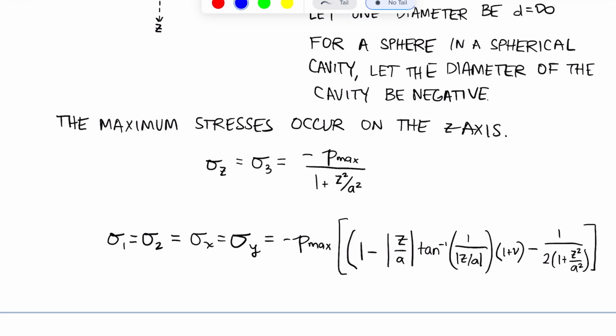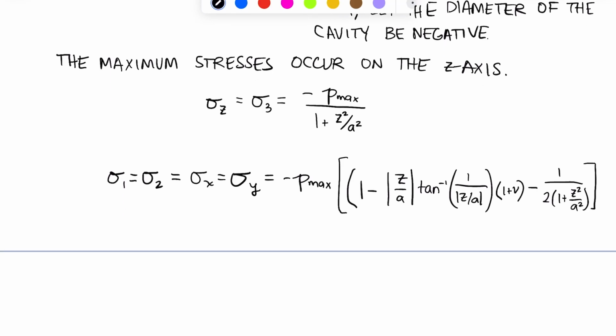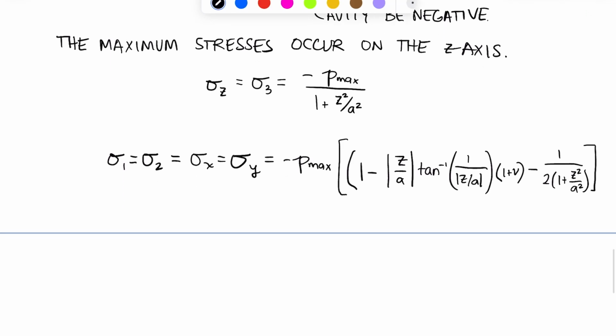Okay, and now the last thing that we need to do is to figure out where our maximum shear stress is going to be. And if you remember from maximum shear stress theory, we know that tau max is equal to sigma 1 minus sigma 3 over 2. And since, in our case, sigma 1 is equal to sigma 2, we also have that sigma 2 minus sigma 3 over 2 is equal to tau max, because sigma 1 and sigma 2 are the same.